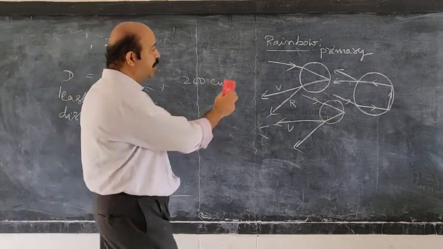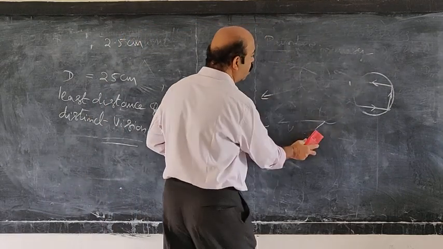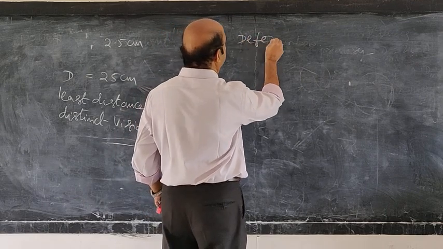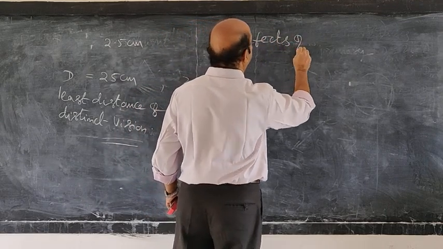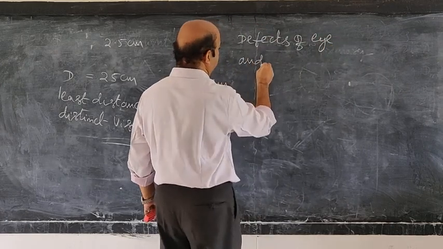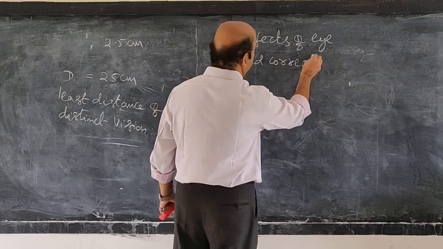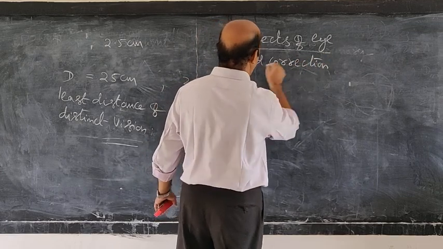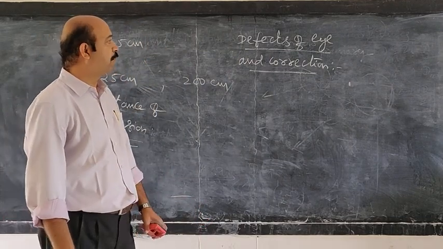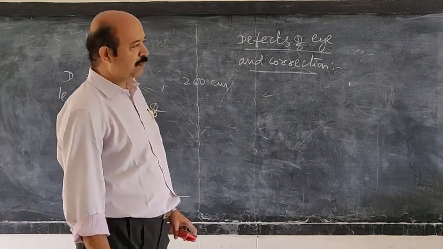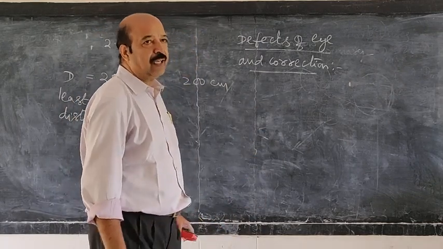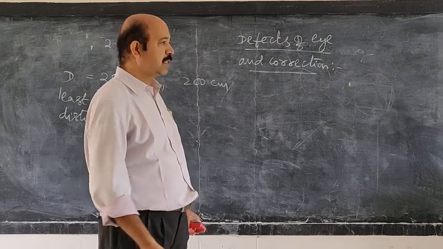Now let us discuss some general eye defects and how to correct them. Defects of vision and correction. This is a very important topic from the point of view of 2 marks questions. Eye defects are mainly of 2 types. One is short sight, the other is long sight.